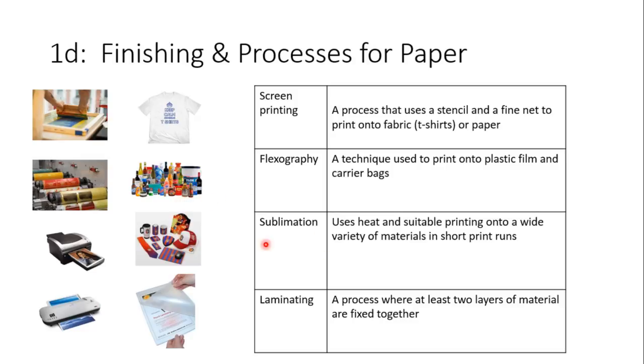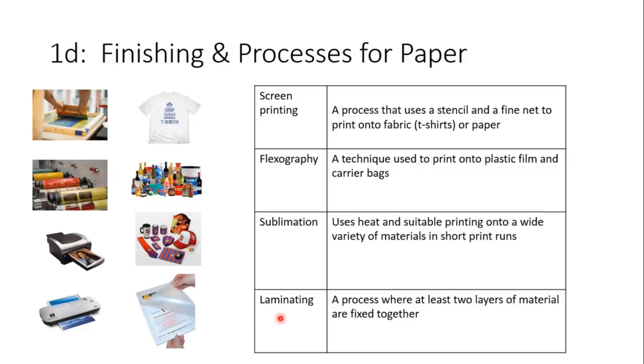Sublimation printing involves printing onto special sublimation paper and then using heat to transfer the pattern onto the surface. The surface could be fabric or could even be some type of porcelain. It can be transferred onto other types of foamy surfaces, fabric, you name it, but it uses a heat process to do that. And it can also be applied to paper as a finishing technique.